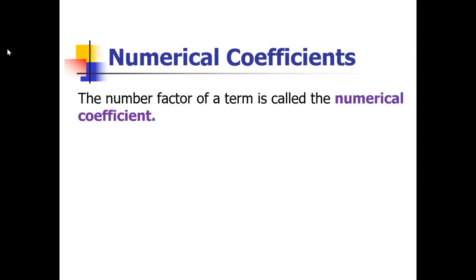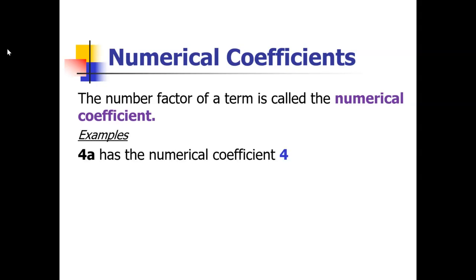Let's first understand what is a numerical coefficient. The number factor of a term is called a numerical coefficient. Let's look at an example, 4a. In 4a, a is a variable and 4 is a number factor. And therefore, the numerical coefficient for the term 4a is 4.